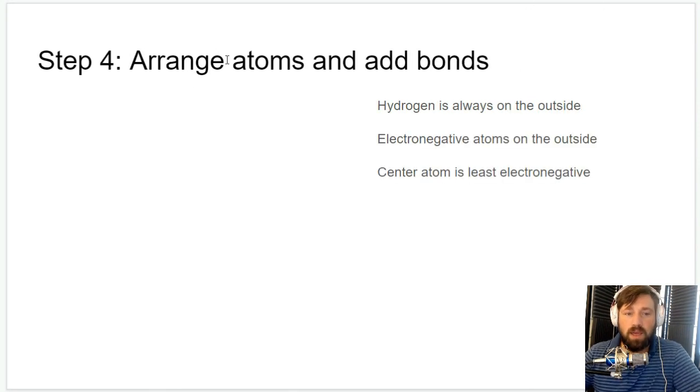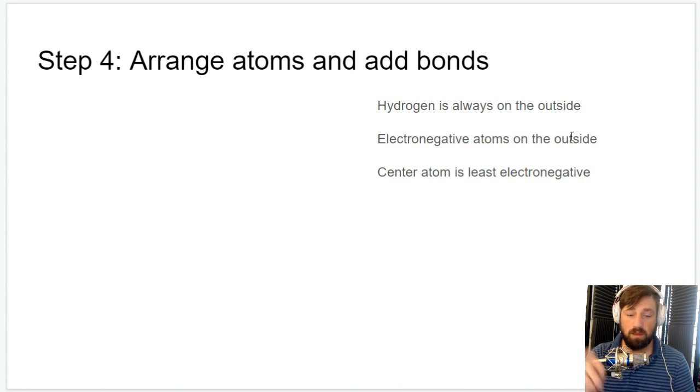Now we're going to go through and arrange the atoms and add some bonds because we know there's going to be at least 1 bond between everything that's arranged. Now here are some basic rules to remember. Hydrogen is always going to be on the outside. It only has 1 bond that can associate with it, so it's always going to be on the outside. The electronegative atoms are going to be on the outside. Atoms on the outside of a molecule are not going to share their electrons as much as the ones in the middle. If you have some in the middle, they're going to share their electrons with everyone they're connected with. Oxygen is very electronegative.